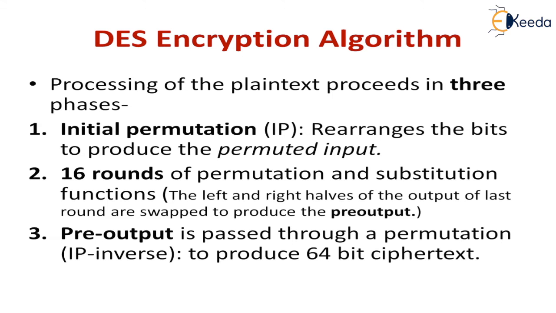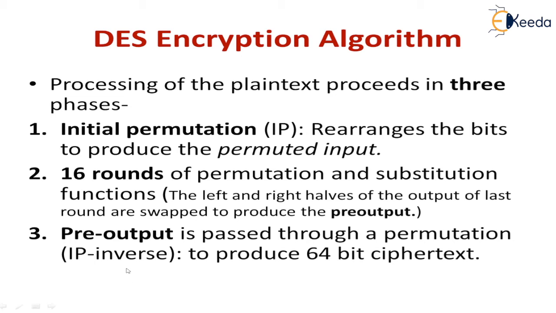So overall, the observations we can make from this algorithm are, first, the processing of the plain text proceeds in 3 phases. First is the initial permutation, which rearranges the bits to produce the permuted input. Then the next stage is 16 rounds of permutation and substitution, so these two functions are carried out in these 16 rounds. The left and right halves of the output of the last round are swapped to produce the pre-output.